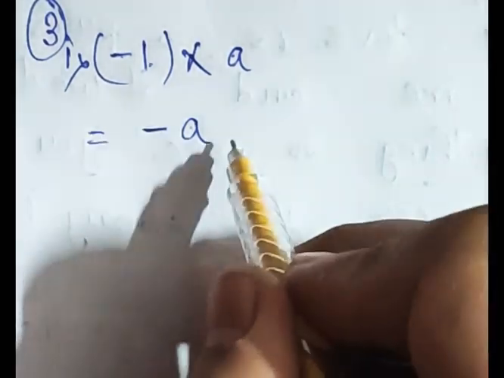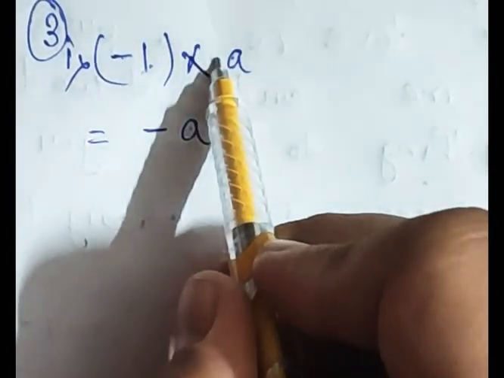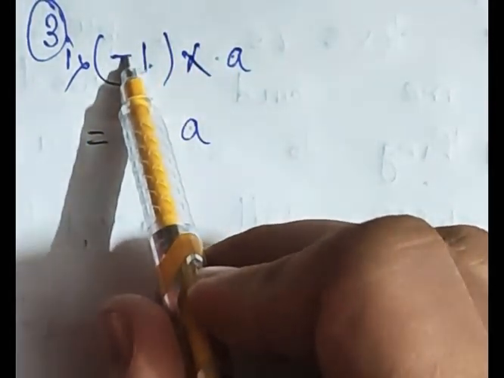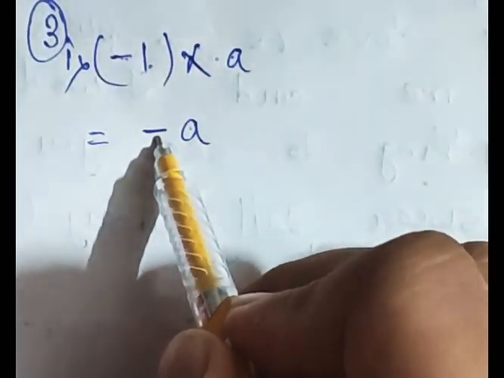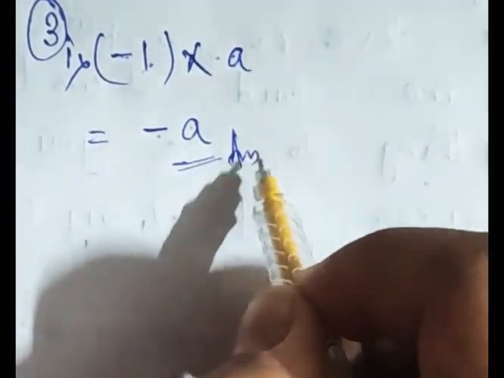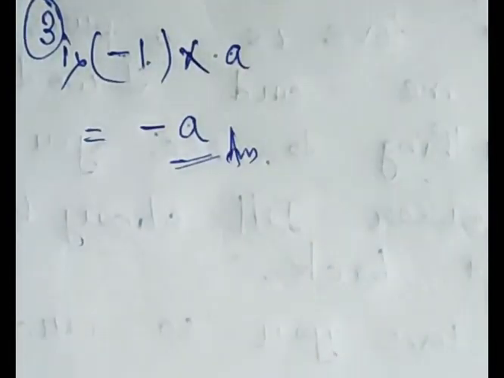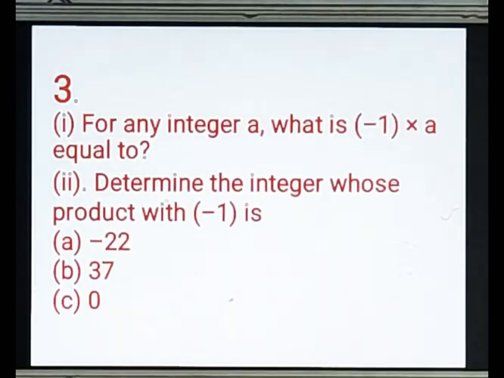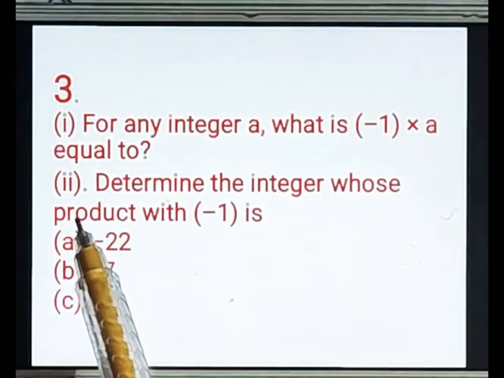The additive inverse of that integer, when it is multiplied with the negative integer, you will get the negative one. So our answer will be minus a. I hope you are clear. This one is easy. Okay, moving on to the next question, number 2.